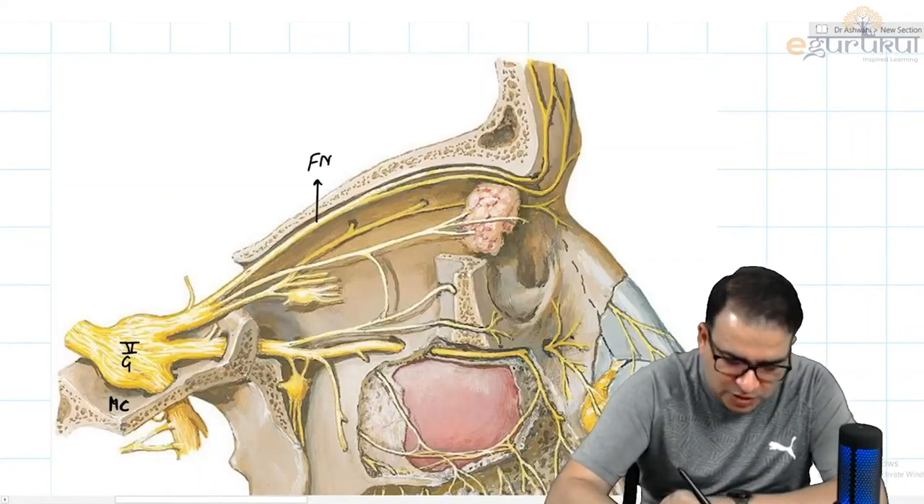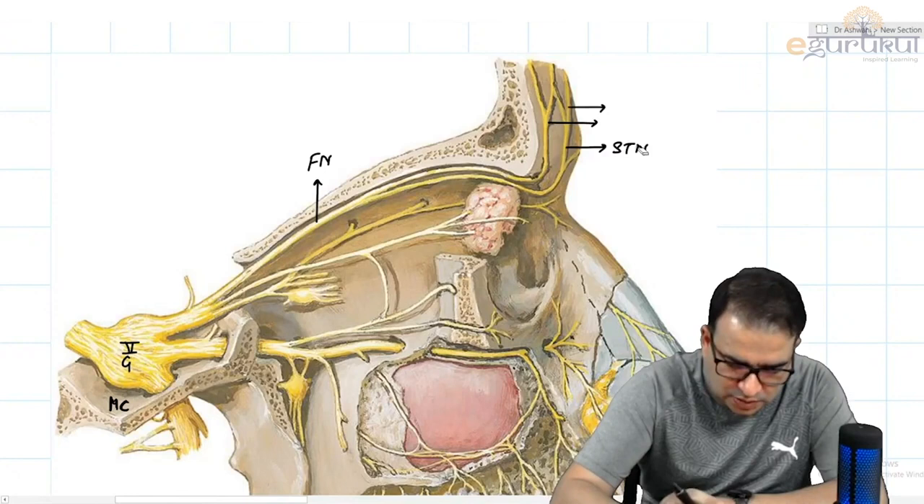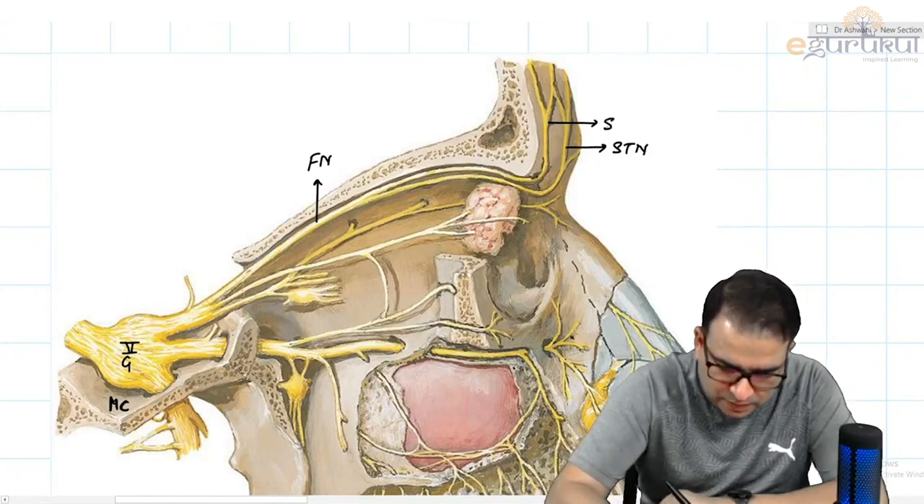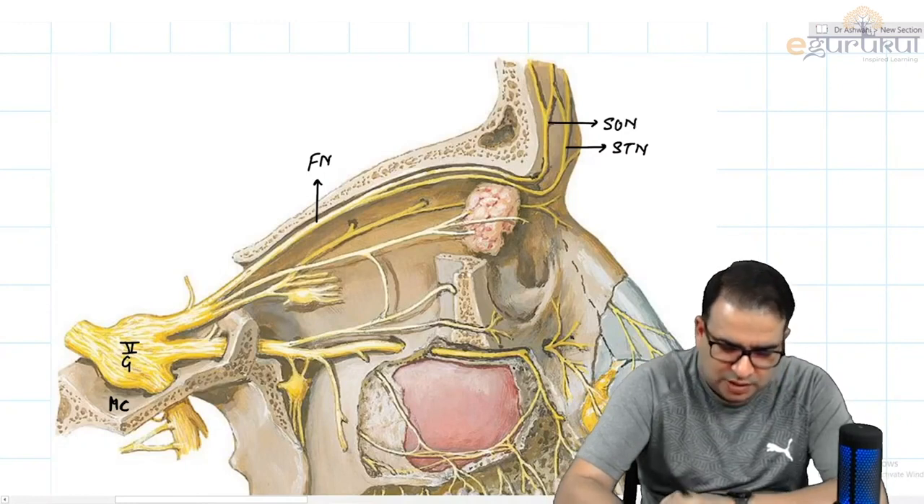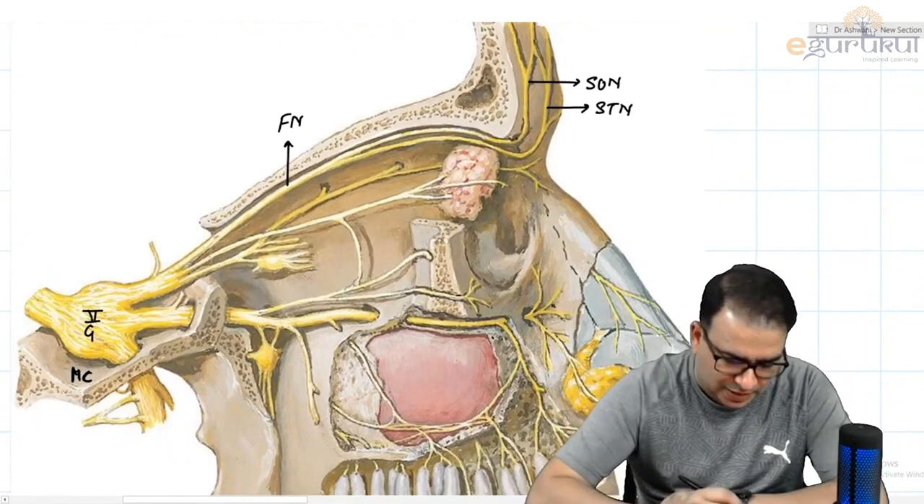It is dividing into two branches. We have this nerve and this one here. That's a supratrochlear nerve. And this one here is the supraorbital nerve. The medial one is supratrochlear and the lateral one is supraorbital. Clear? Next nerve.